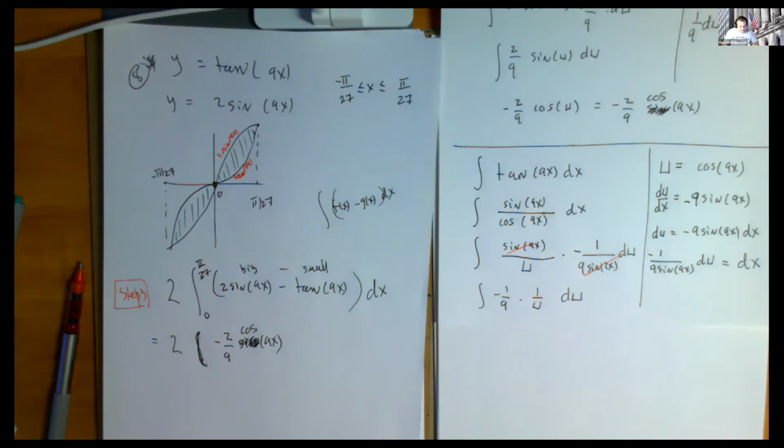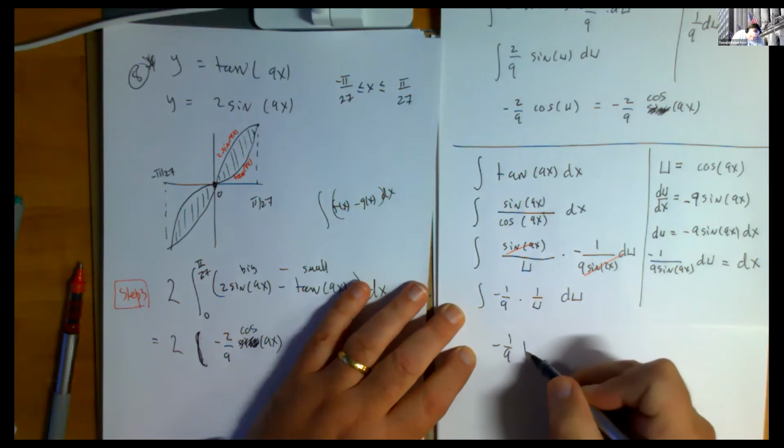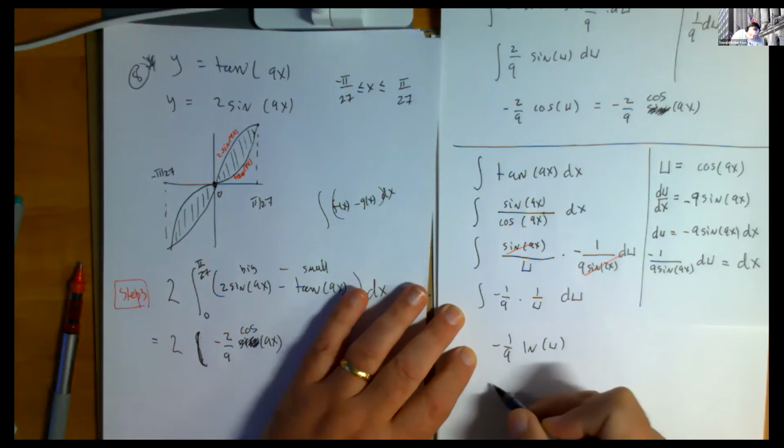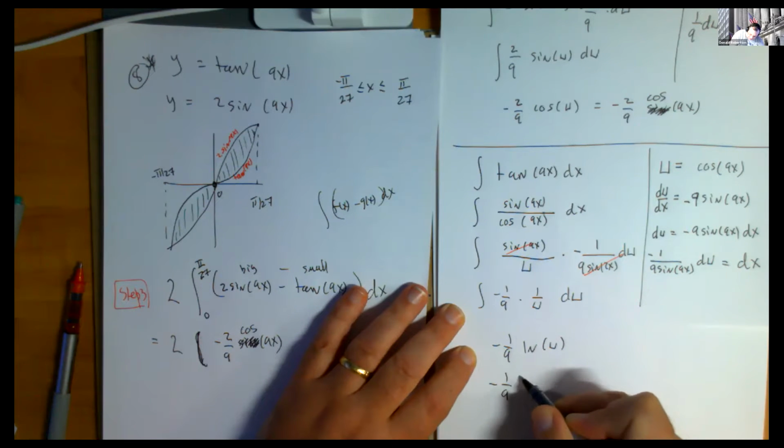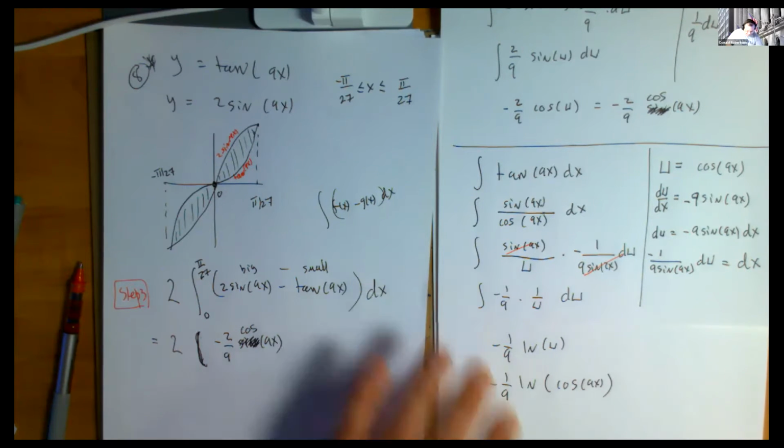If you write it as negative 1 over 9u, some people start having the log of 9u in their answer, because they see a 9u in the bottom and they think it's a log in the bottom. And no, it's negative 1/9 of log u, which turns into negative 1/9 the natural log of the cosine of 9x.